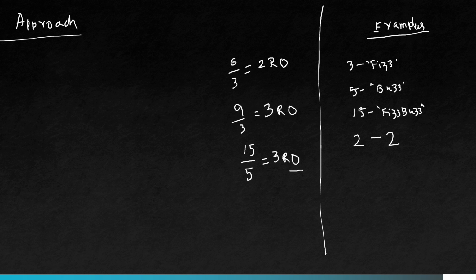Is this always true? Let's try for a number that is not divisible by another number. 7 divided by 3: you would get the quotient to be still 2, but the remainder here is 1.